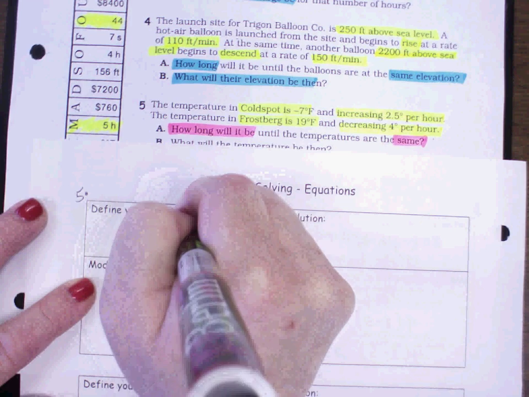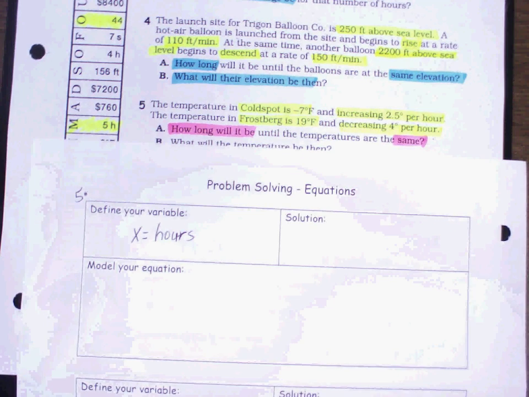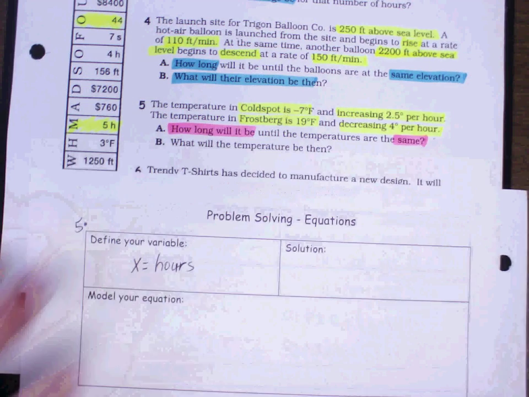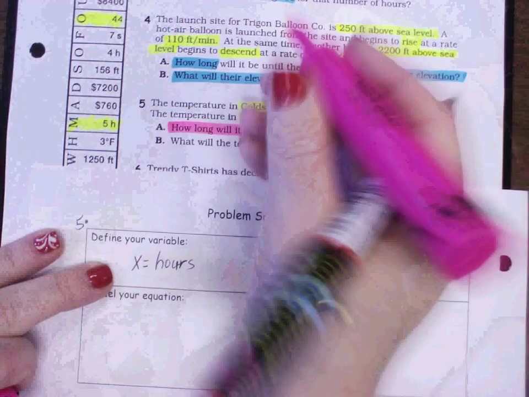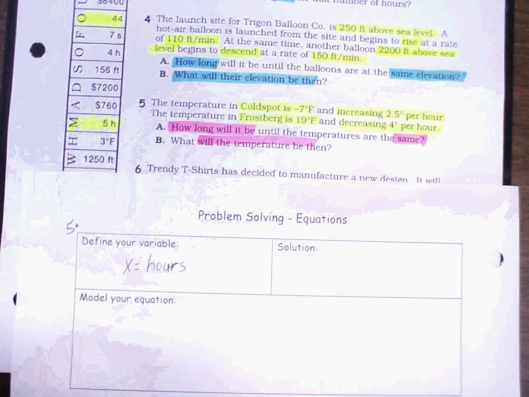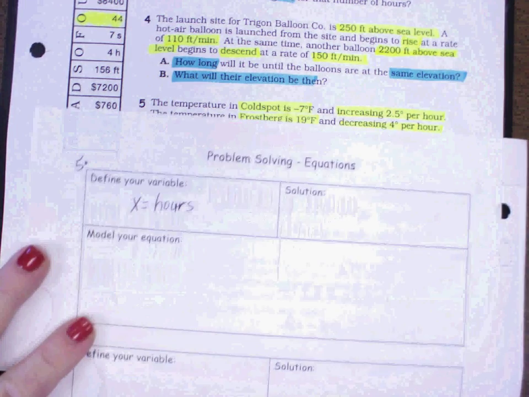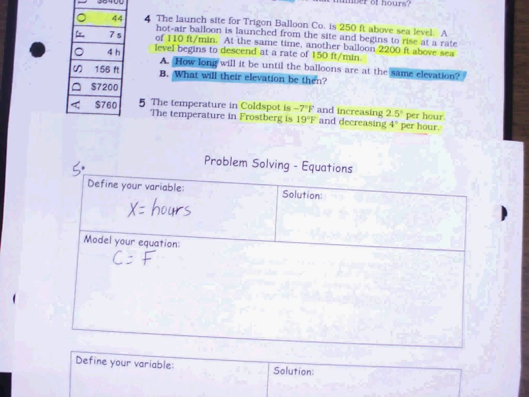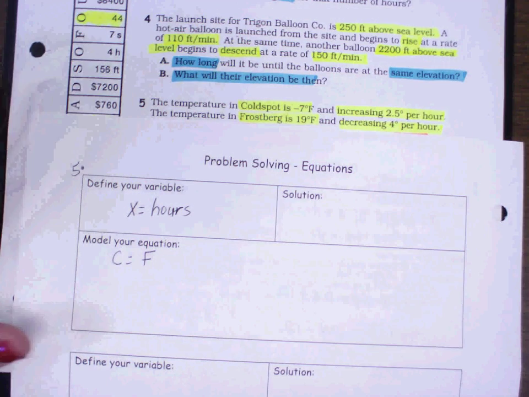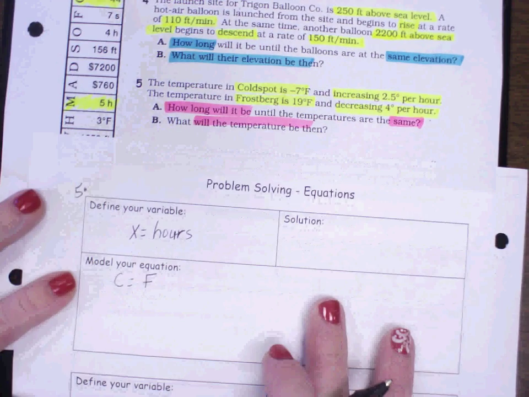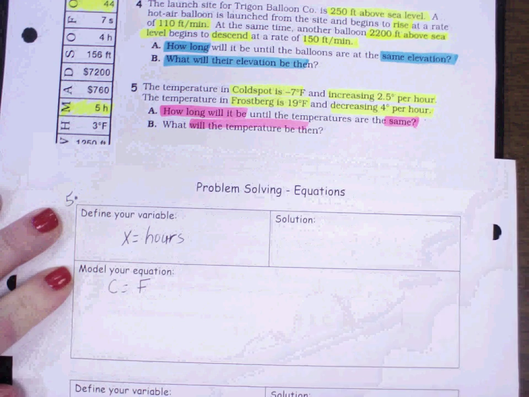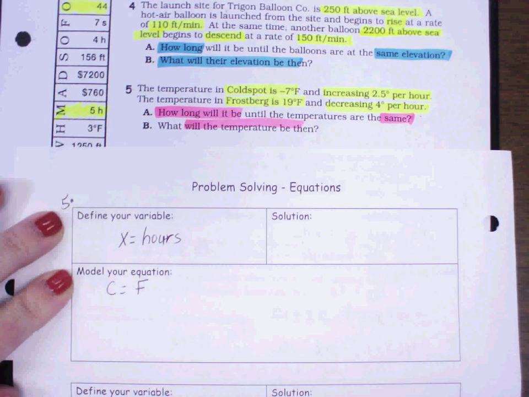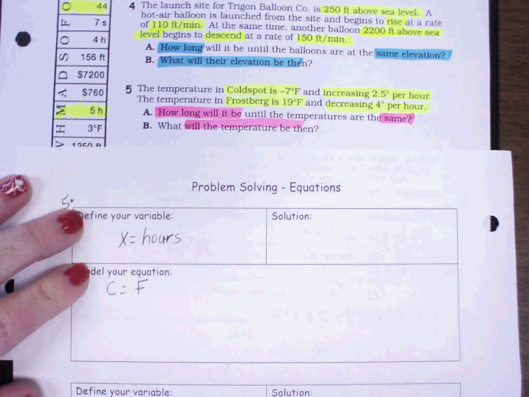So, how long will it be? So your x is what? No, it says how long. It would be what? Hours. It doesn't say how cold, right? It says how long. And then the second part would be, what will the temperature be? All right, so Cold Spot needs to be equal to Frostburg.